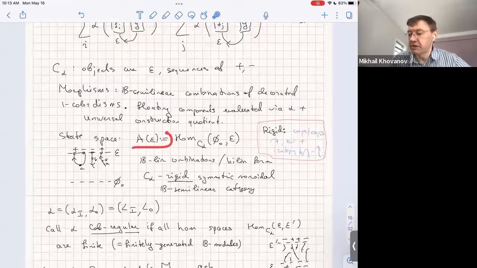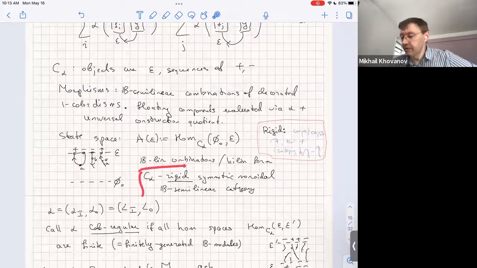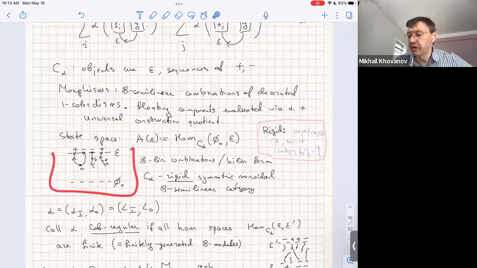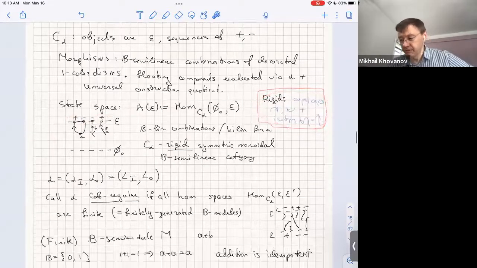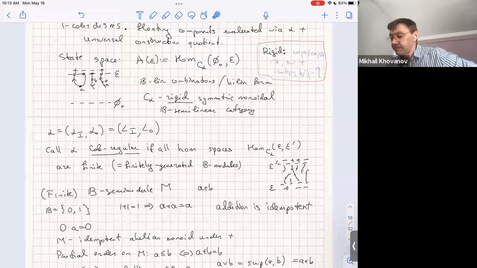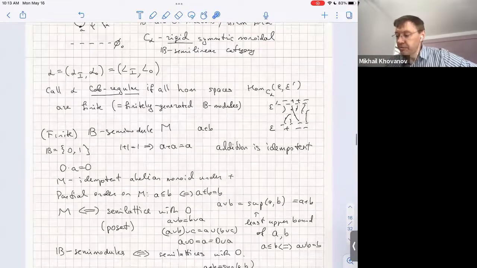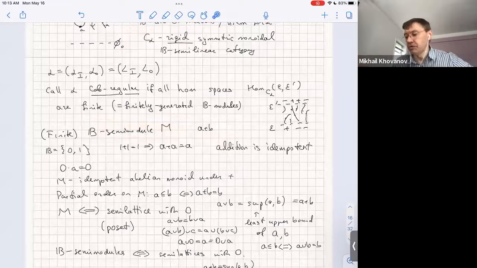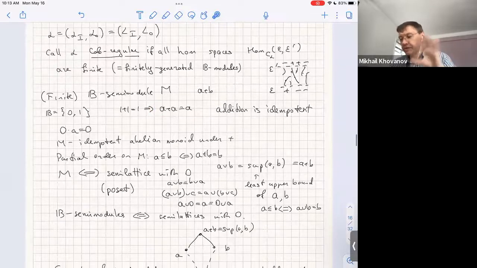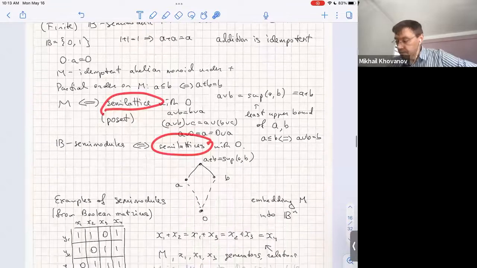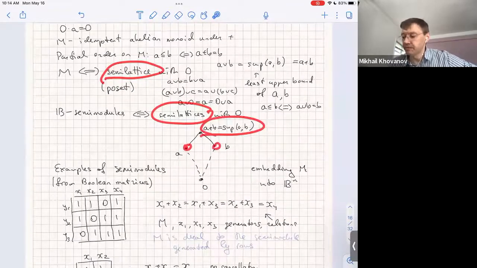In this category, of course, you have associated state spaces for any sequence of signs. You look at all the diagrams that bound the signs, take the combinations, modulo universal relations. And so we get this rigid symmetric monoidal category that is also encoded by this set of state spaces and maps between them. This category is rigid, very similar to the categories we already discussed, but it's not linear. Let me skip some details on semi-modules. Again, you cannot subtract, you can only add, but also any element plus itself is itself. So you can relate the semi-modules to partially ordered sets and to what people call semi-lattices and lattices. This sum is like the supremum of A and B.